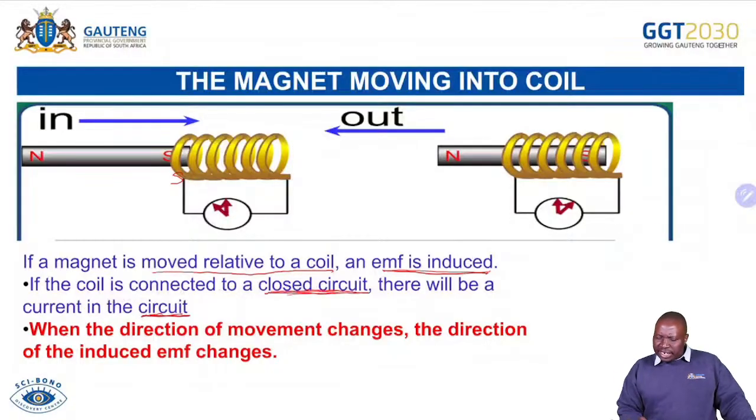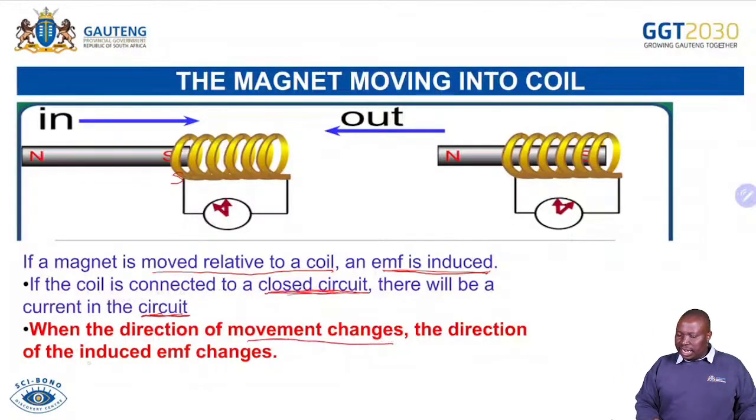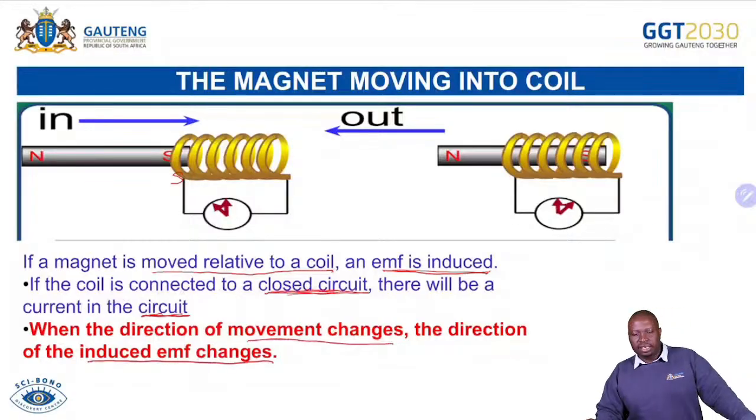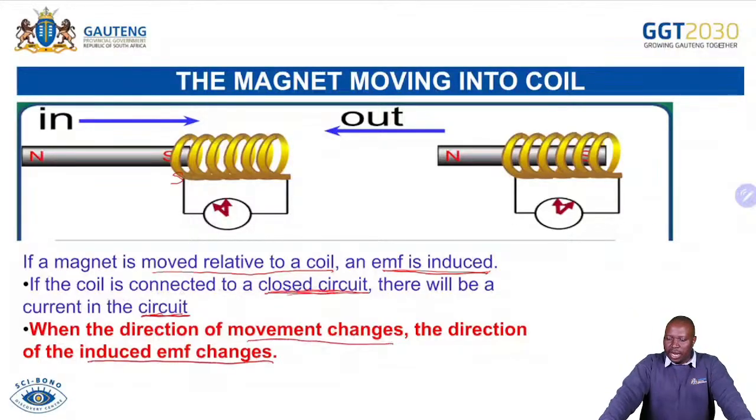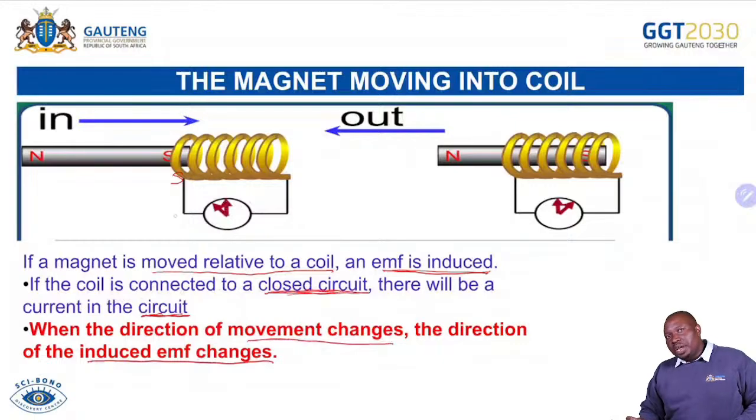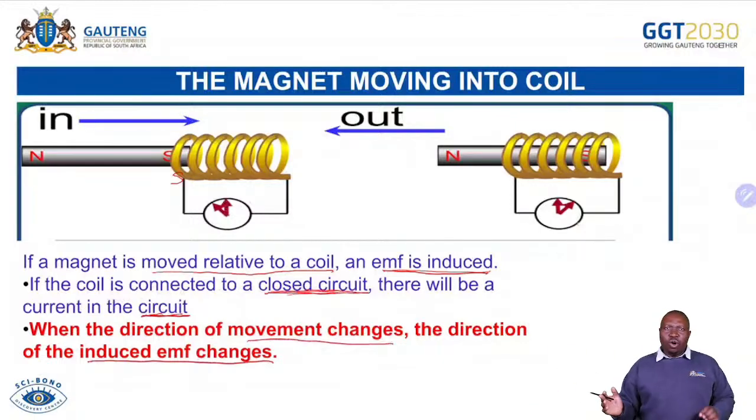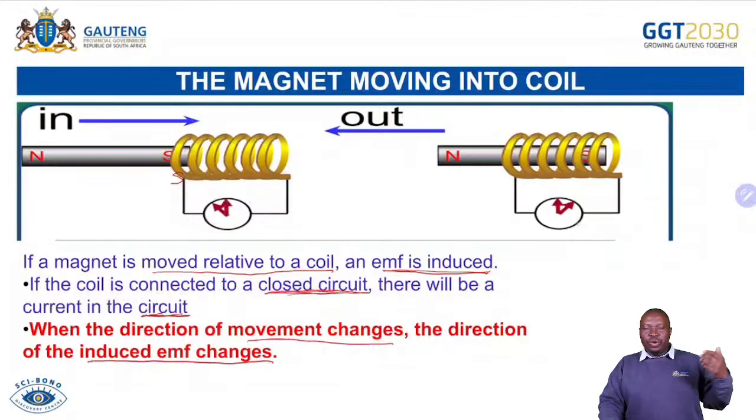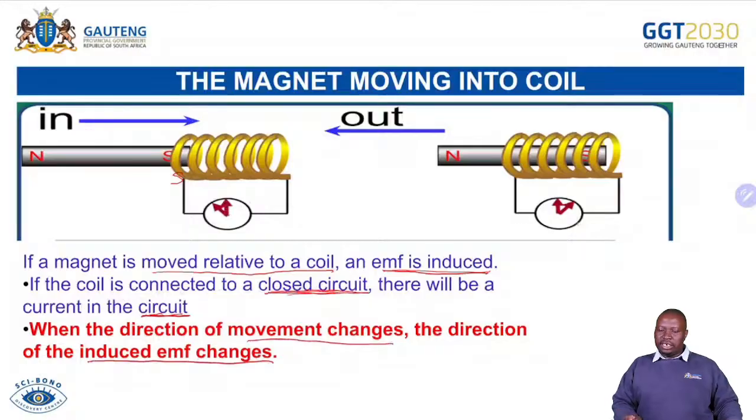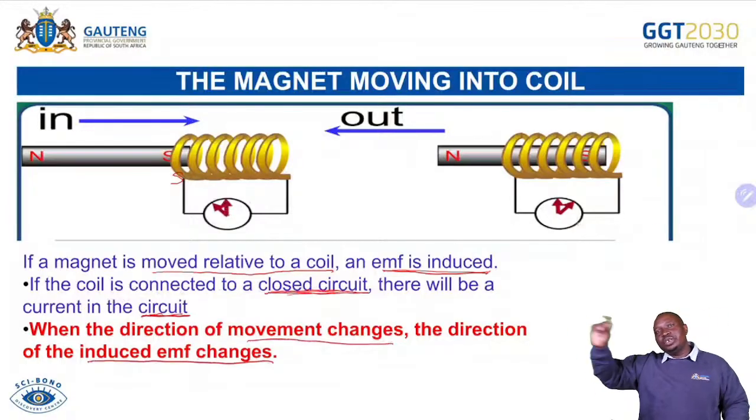Now, when the direction of the movement changes, the direction of the induced EMF changes. Very, very important as well. So you can see when the magnet was moving into the coil, look at the current. The current is in the opposite direction when the magnet is moving out of the coil. So it's always important to know how this induced current will behave. When the magnet is moving in, you see that it goes one direction. When the magnet is going out, it goes in the opposite direction.